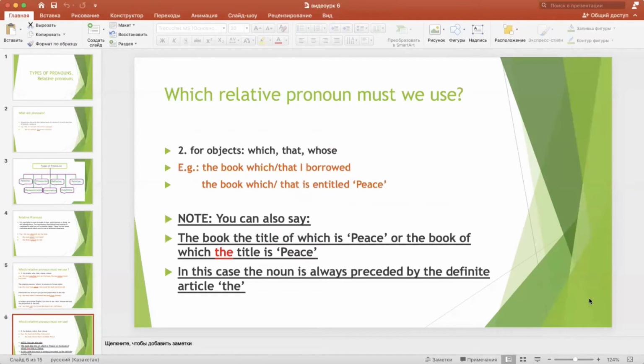Secondly, for objects, we use which, that, whose. For example, the book which or that I borrowed, or the book whose title is Peace. So there is a note. You can also say the book, the title of which is Peace, or the book of which the title is Peace. In this case, the noun is always preceded by the definite article the. So here is the underlined definite article the.